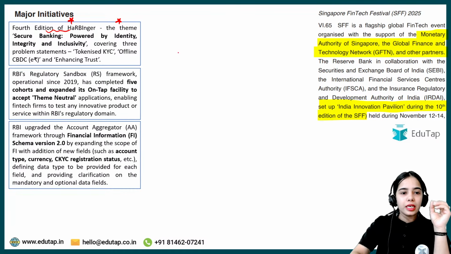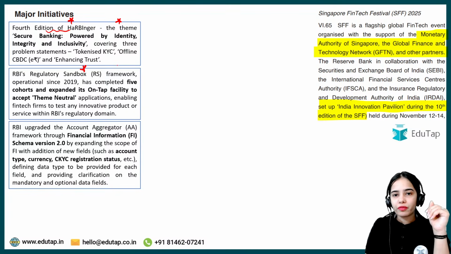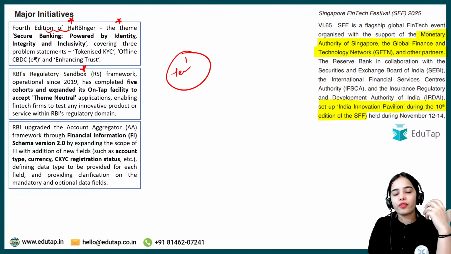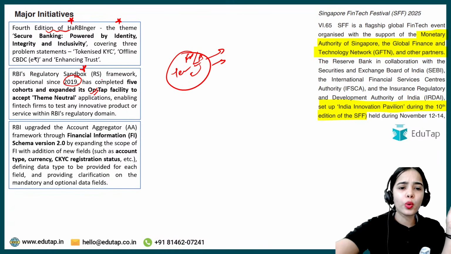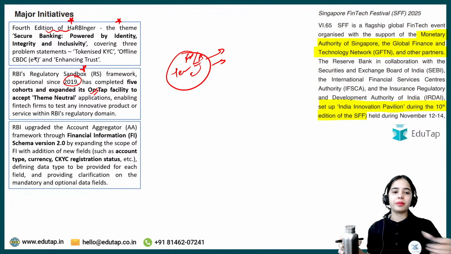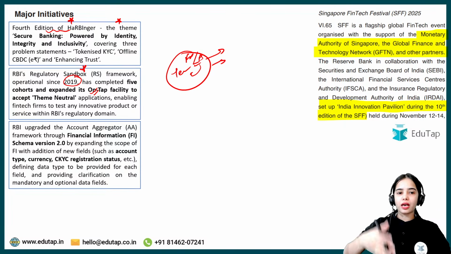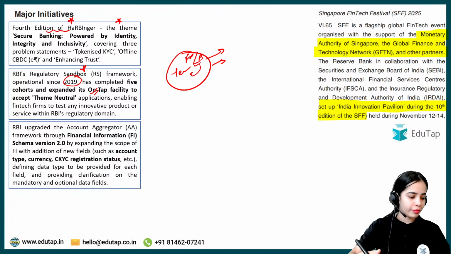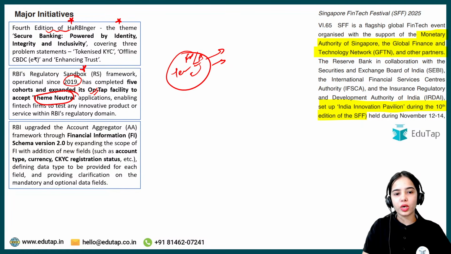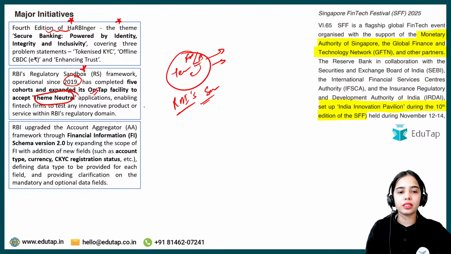Okay. Next is RBI's regulatory sandbox framework, in which different new financial products or services can be tested. It has been operational since 2019, has completed 5 cohorts under different themes, and expanded its on tap facility to accept theme neutral. The theme neutral was the last cohort under the RBI's sandbox, and for that, the on tap facility has been started.